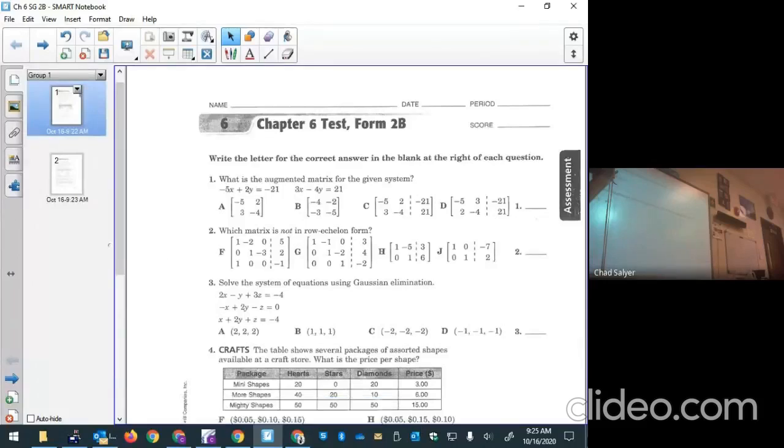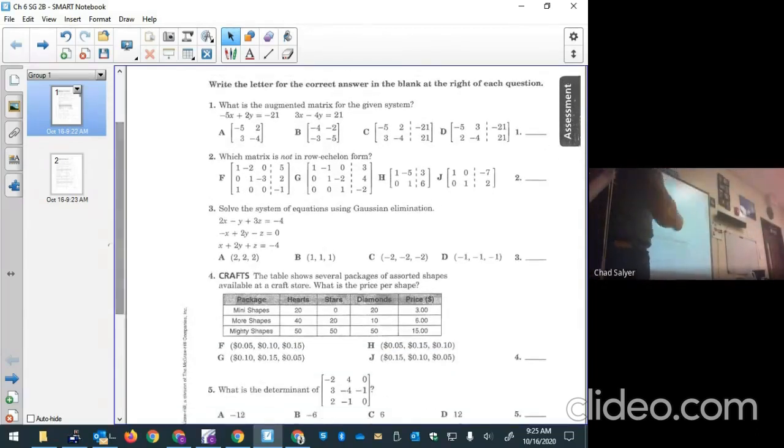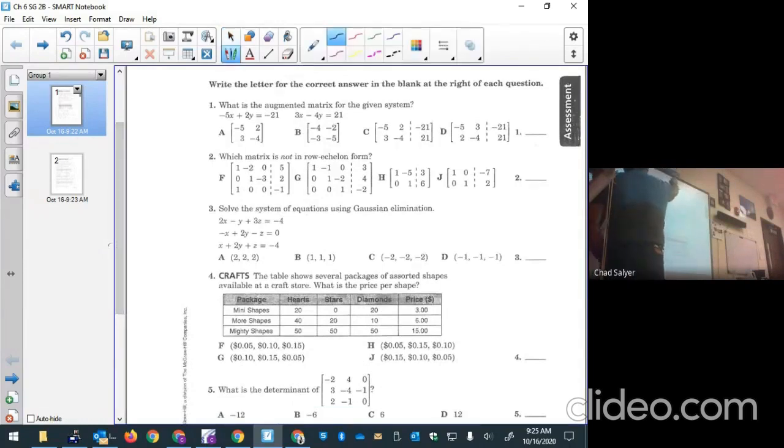Okay, so we're going to talk about the Chapter 6 test. And this will be a little study guide for that test. Some of these questions will require a lot of explanation, some won't. I'll go through and add some work for the ones that do, and for the others we'll just analyze them. So what is the augmented matrix for the given system?